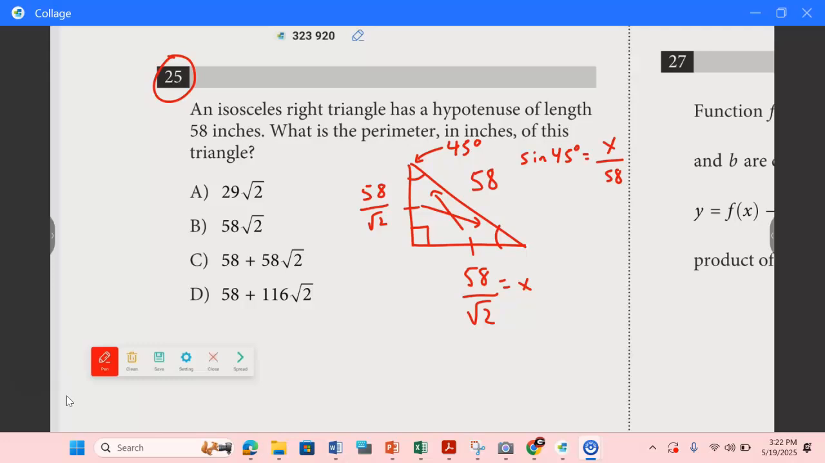So the perimeter, therefore, put it up top, the perimeter is going to be 58 plus 58 over root 2 plus 58 over root 2.